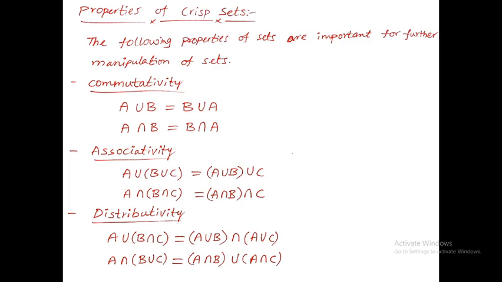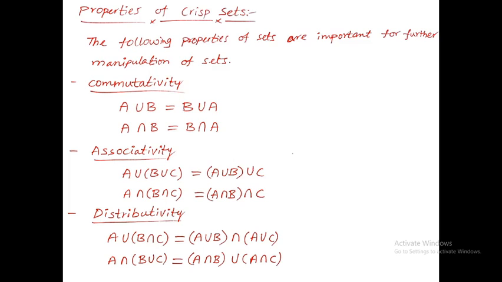Coming to the properties of crisp sets, crisp sets are nothing but classical sets, as opposed to fuzzy sets. The following properties of sets are important for further manipulation of these sets, which we are going to see in fuzzy sets. All these things are basics in classical sets.